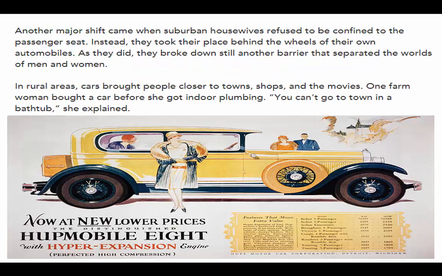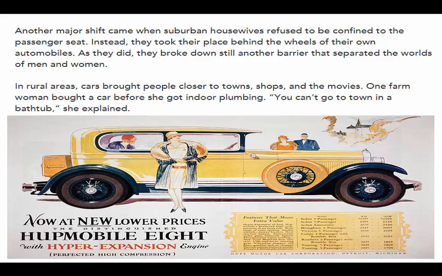Another major shift came when suburban housewives refused to be confined to the passenger seat. Instead, they took their place behind the wheels of their own automobiles. As they did, they broke down still another barrier that separated the worlds of men and women. In rural areas, cars brought people closer to towns, shops, and the movies. One farm woman bought a car before she got indoor plumbing. "You can't go to a town in a bathtub," she explained.